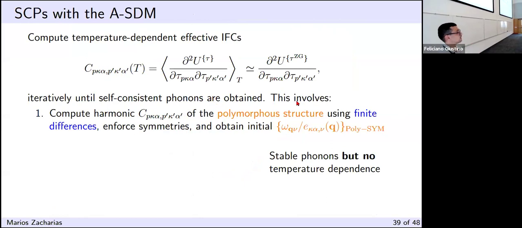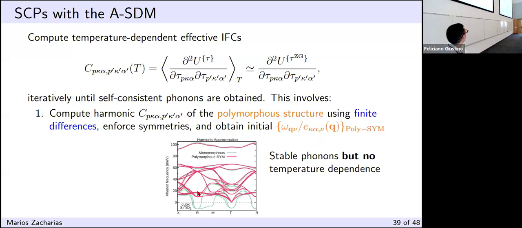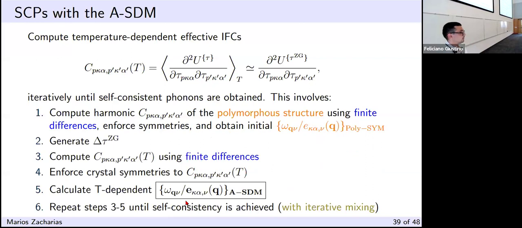So this involves, first, we compute the harmonic interatomic force constants of the polymorphous structure using finite differences. We enforce the symmetries, and we obtain an initial set to start the iterative procedure. This is the phonon frequencies and the phonon polarization vectors from the polymorphous structure. So indeed, here we get stable phonons represented by the red line for the polymorphous structure, while the green is the monomorphous structure, representing unstable phonon dispersions. So using this initial set, we can generate special displacements.